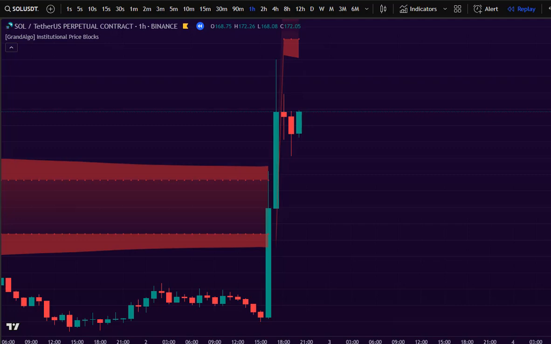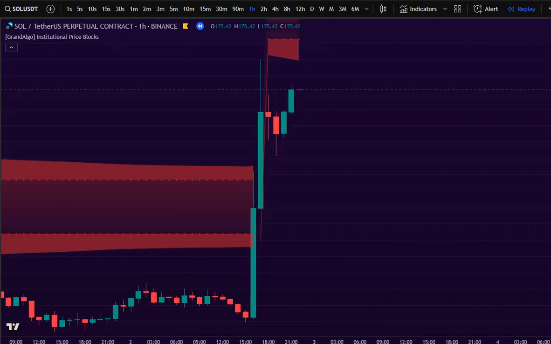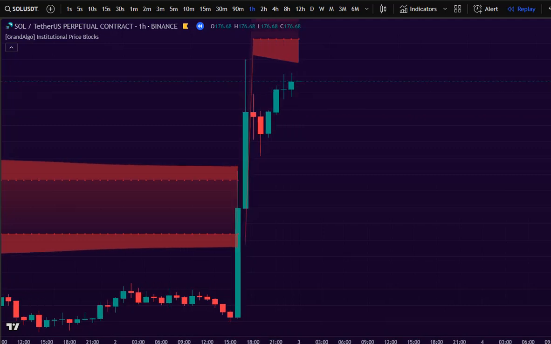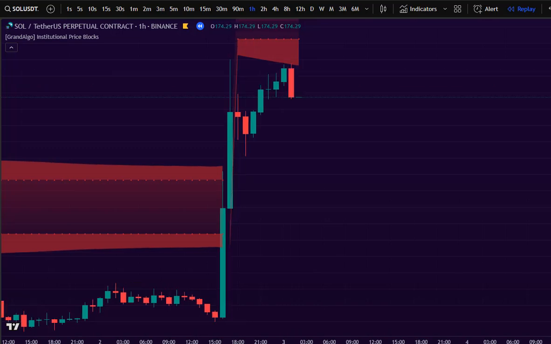If price consolidates above the block, it may signal continuation rather than reversal. Always wait for confirmation instead of assuming the block will hold.